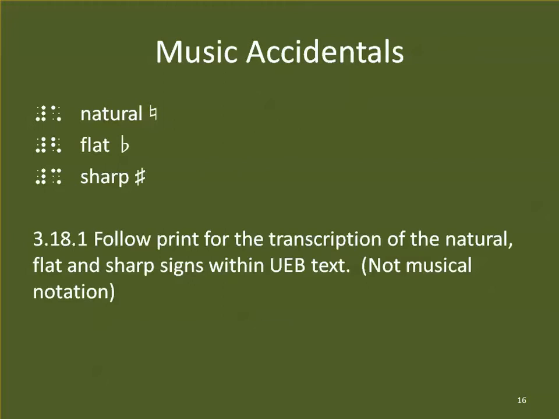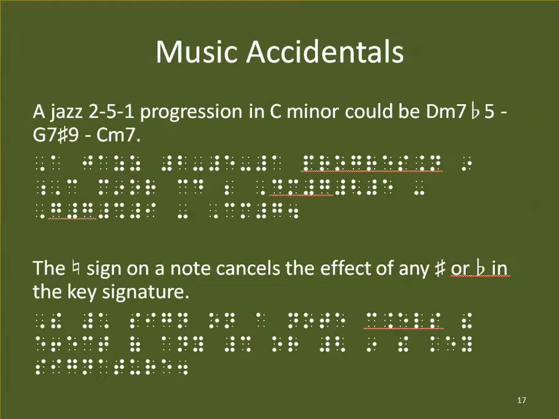Music accidentals, again, this is not what you would use if you are in music code. This is what you might use if the symbols appear somehow randomly in just regular narrative text. So we have symbols for the natural sign, flat sign, and sharp sign. So if we have a sentence that's just explaining some things about music, it's not actual music notation, we would use these symbols in that case.